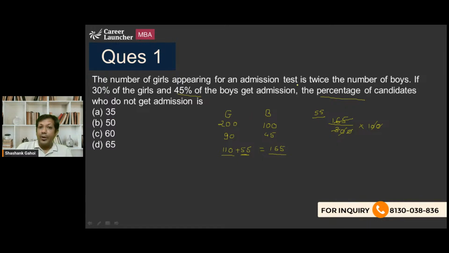The number of girls appearing for an admission test is twice the number of boys. Okay, so I made a mistake. 30% of 200 is 60, so it should be 140. So the total number of students who are not getting admission is 195. 195 out of how much? Out of 300, into 100. So this directly comes out to be 65%. So what percent of the candidates are not going to get admission? That is option D, 65%. And that's how we are going to approach the question.